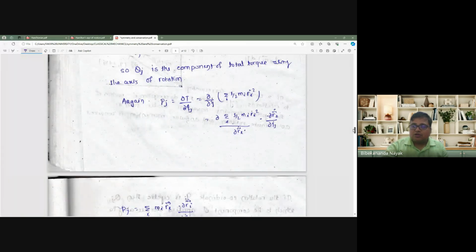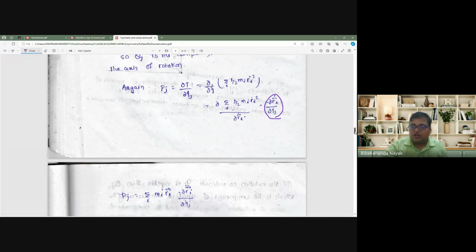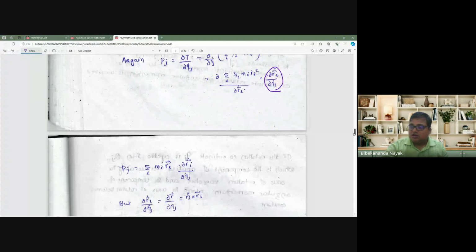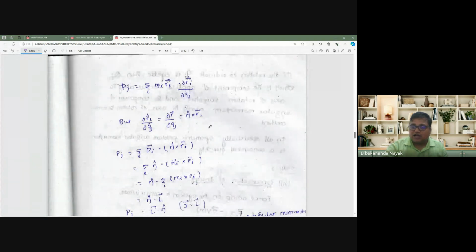Similarly, for the term Pj, what we got is the term ∂Ri dot by ∂Qj dot, and ∂Ri dot by ∂Qj dot is equal to ∂Ri by ∂Qj as in the previous case, but here ∂Ri by ∂Qj is equal to n cross Ri. Putting that in Pi, n cross Ri, you can use the vector identity a dot b cross c is equal to b dot c cross a.